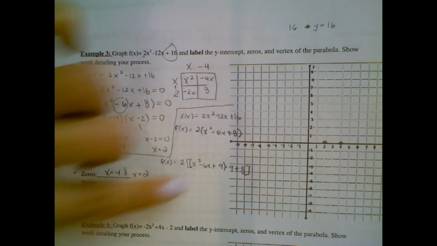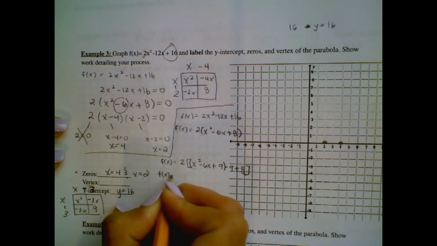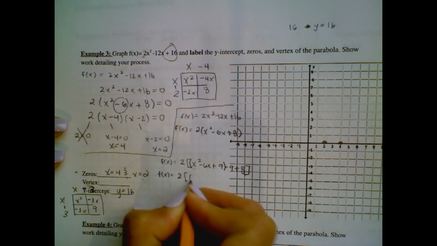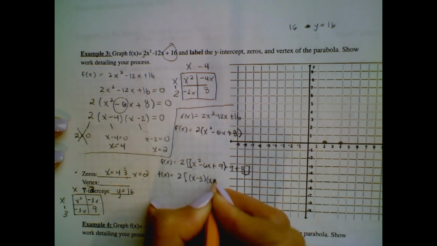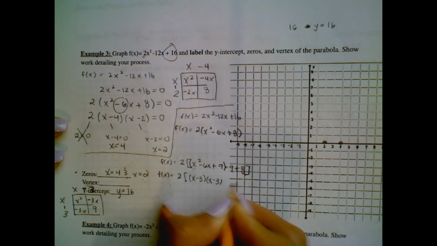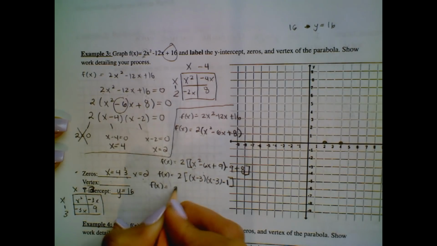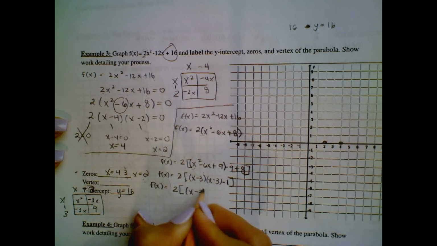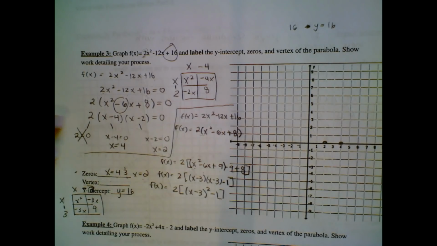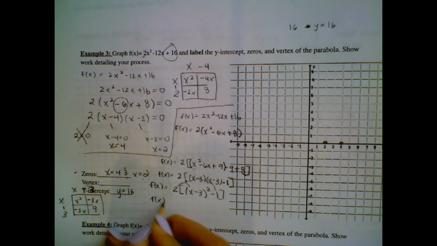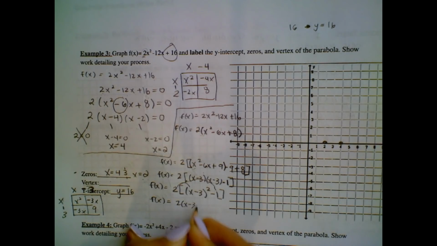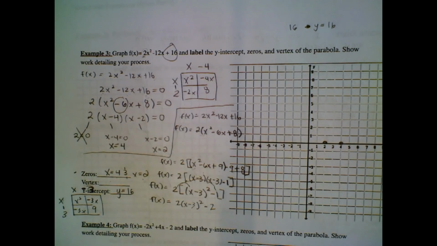Alright, so this stuff inside the parentheses is going to become x minus 3, x minus 3. Minus 9 plus 8 is negative 1. Now let me close my bracket. So now what we got to do is x minus 3 and x minus 3 is going to become squared. Lastly, the last step is to put the 2 back in. We got to factor, not distribute the 2 back in. So then that's going to be 2 times x minus 3 squared minus 2. Now we're in vertex form.